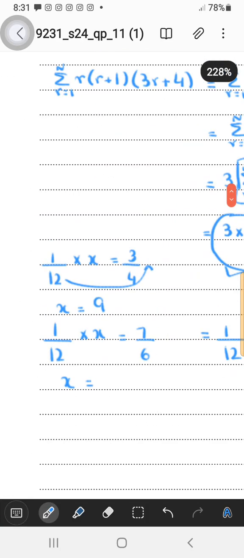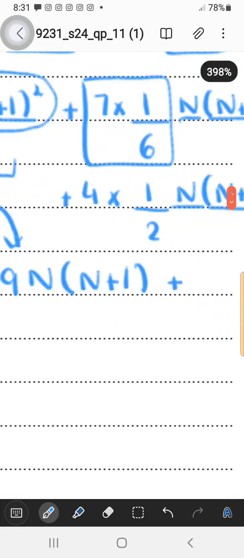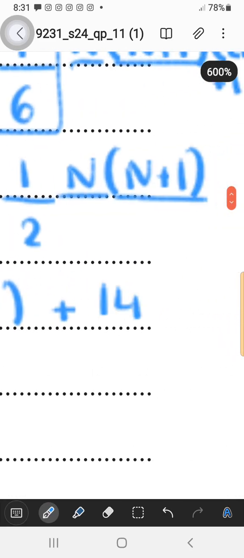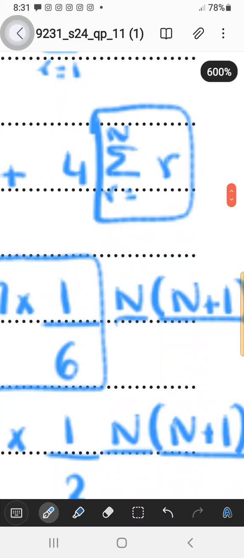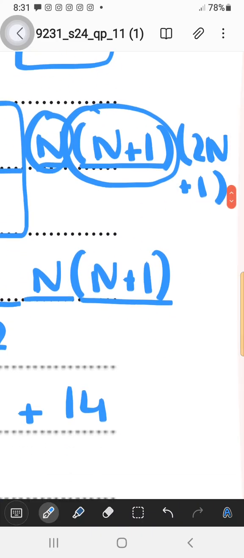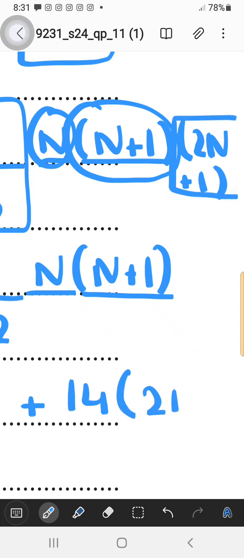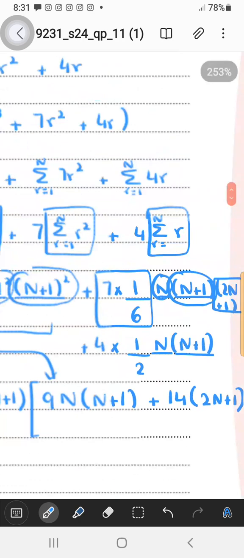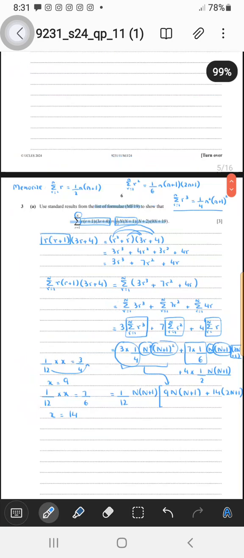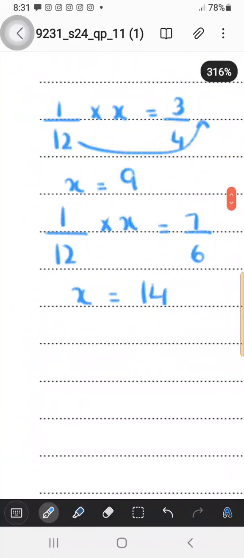Now we will do 7 upon 6 multiplied by 12, which is equal to 14. So x is equal to 14. Now we will write 14, and this n plus 1 was taken as common, so we will write this 2n plus 1. Okay. Then we have this 4 upon 2.